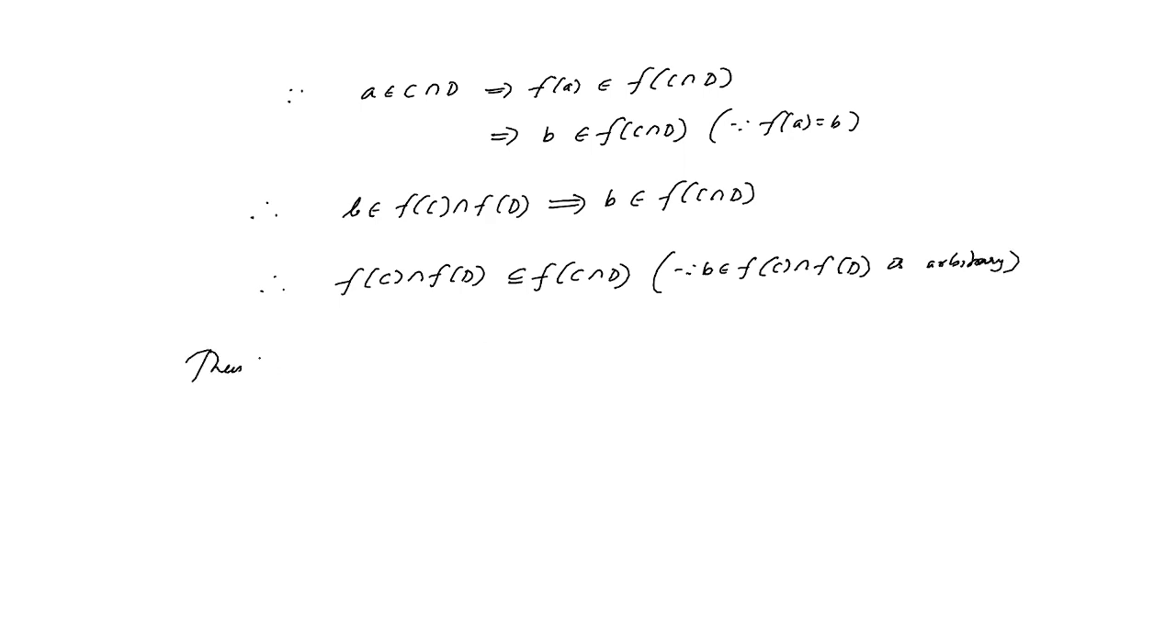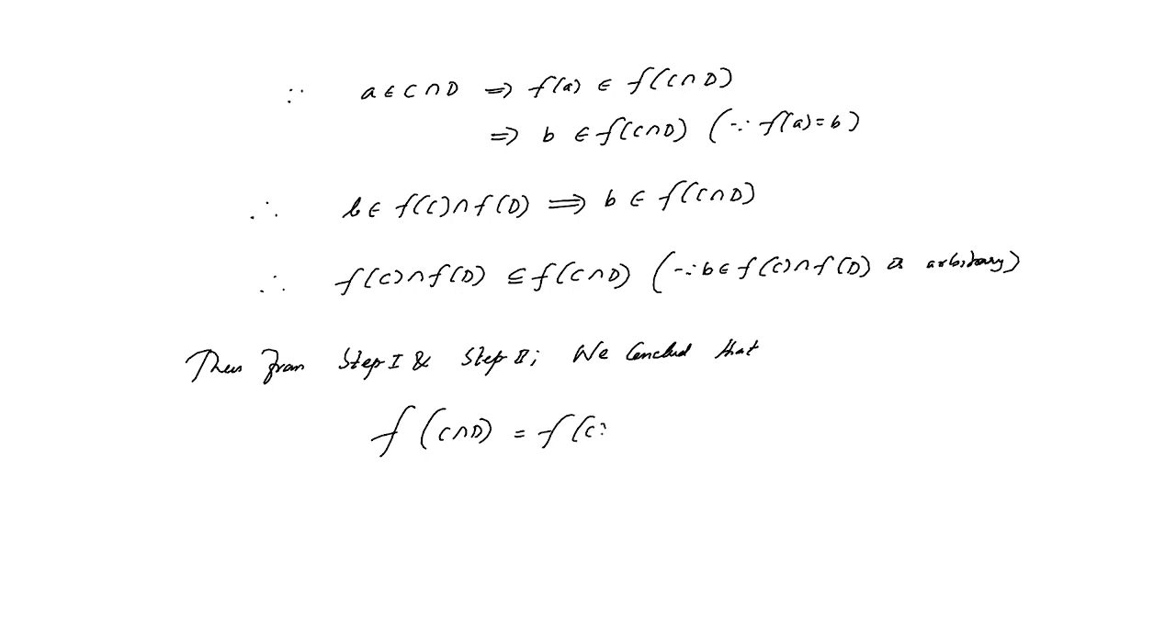So thus, from step 1 and step 2, we conclude that f(C intersection D) is equal to f(C) intersection f(D), where f from A to B is an injective mapping. So we prove this result. So our proof is done.